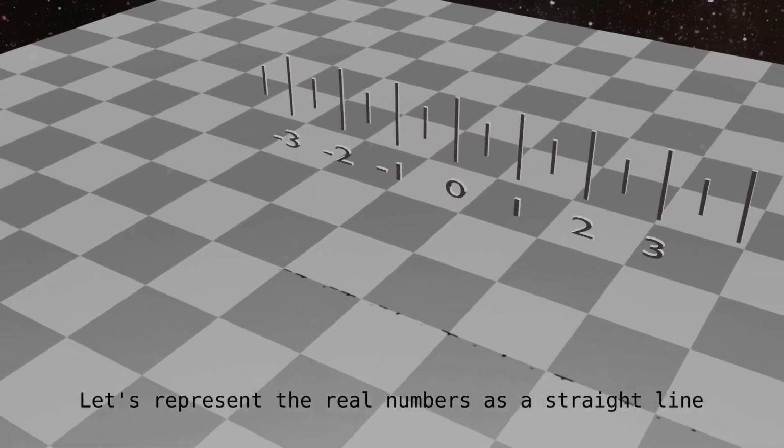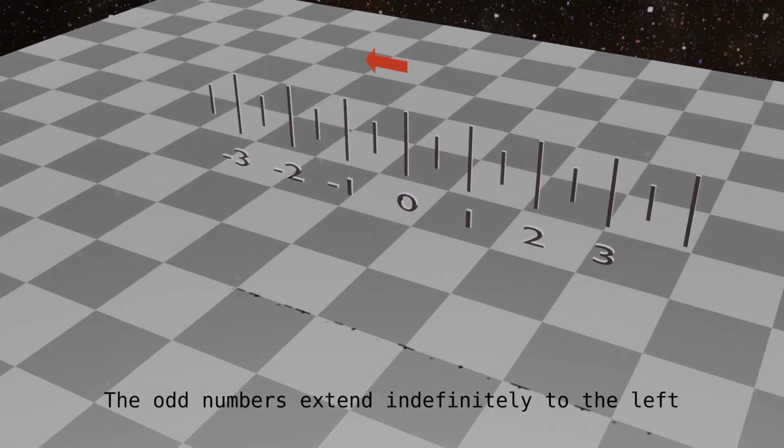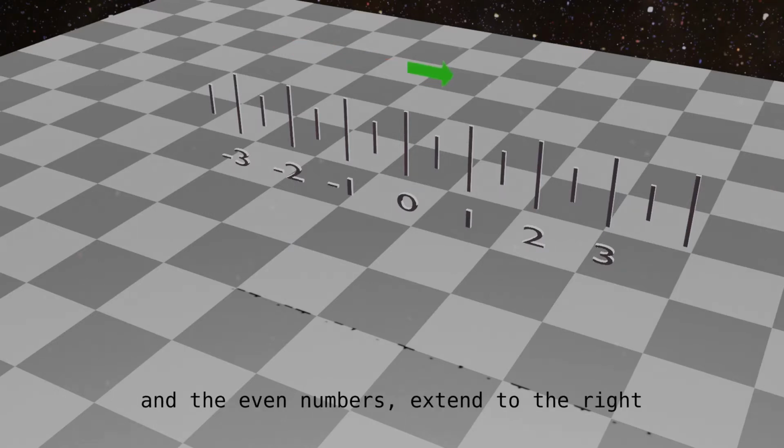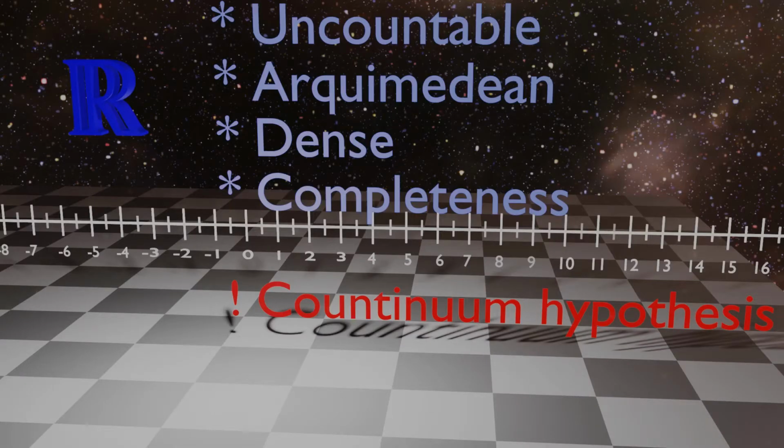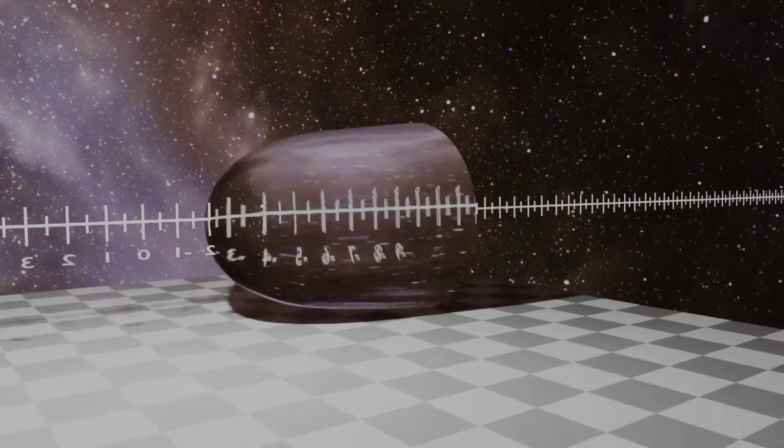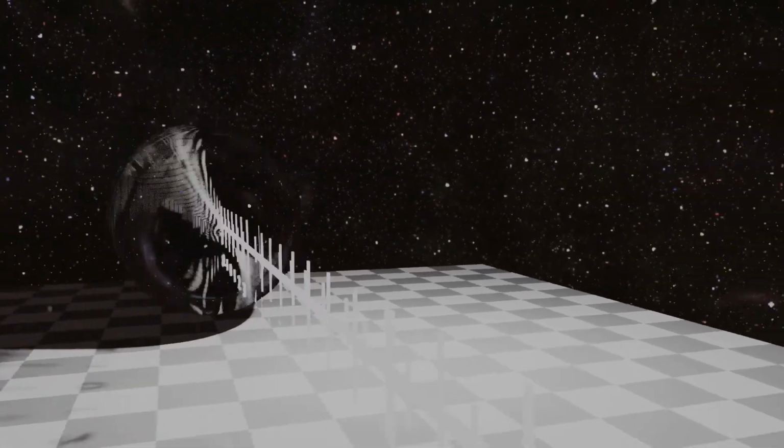Let's represent the real numbers as a straight line. The odd numbers extend indefinitely to the left, and the even numbers extend to the right. In this series, we will learn some important properties of the real numbers. Also, we will discuss the continuum hypothesis.